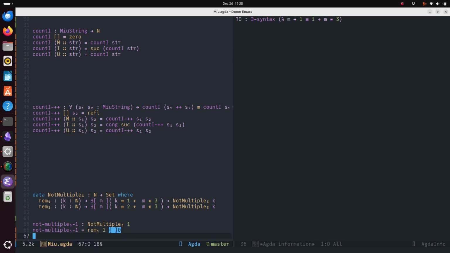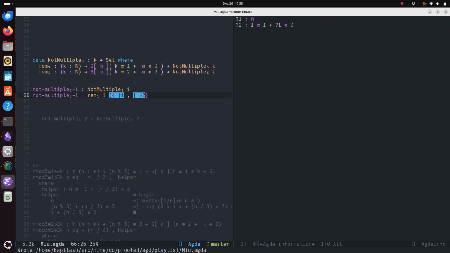So again, let us do it interactively. In order for us to assert that 1 is not multiple of 3, we will use the constructor rem1. Now let us see if Agda can figure it all out. So I'll type Control-C, Control-A, 0, yes. So the m that we care about for proving that 1 is not a multiple of 3 is 0, m is equal to 0, and we can prove it. Similarly, we can assert that 2 is not multiple of 3.